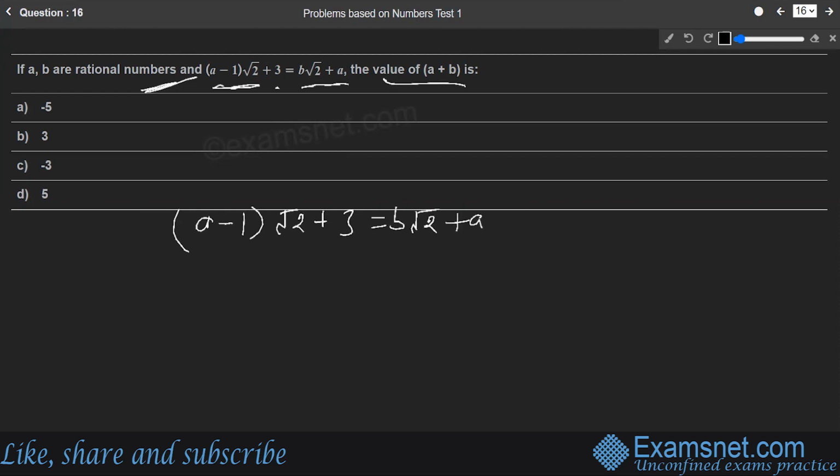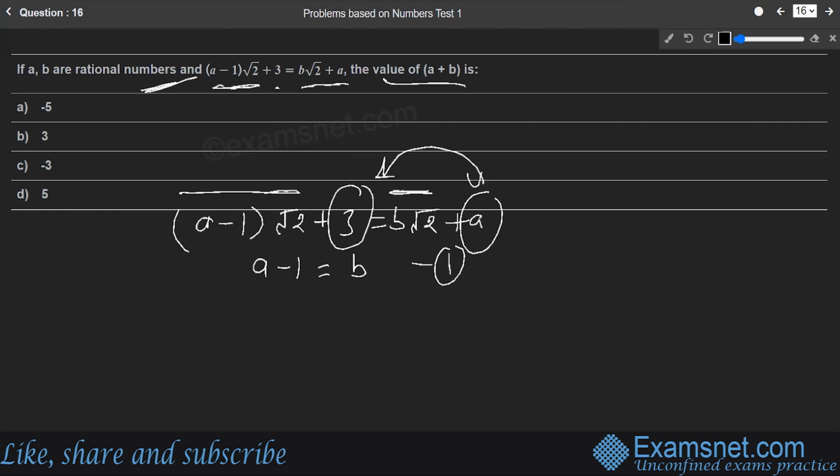So if a and b are rational numbers, then obviously we can compare the parts from both the sides. (A minus 1) after bracket root 2 can be compared with b root 2, which clearly gives us a minus 1 equal to b. This is the first equation that we have received. Similarly, these two parts can also be compared as the numbers are real. So it gives us clearly the a value as 3.